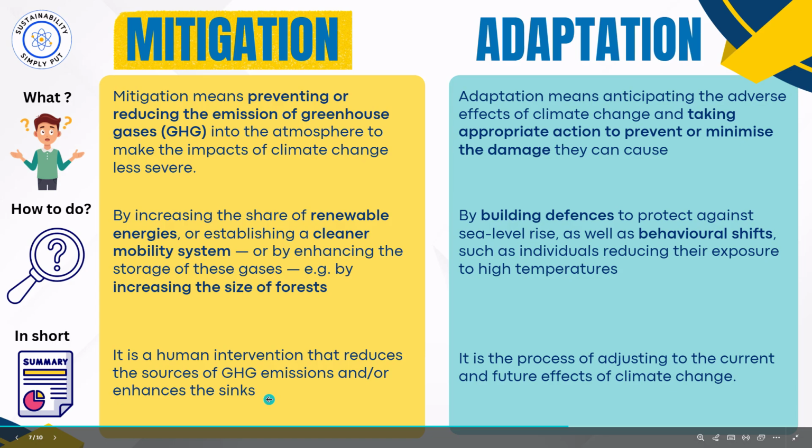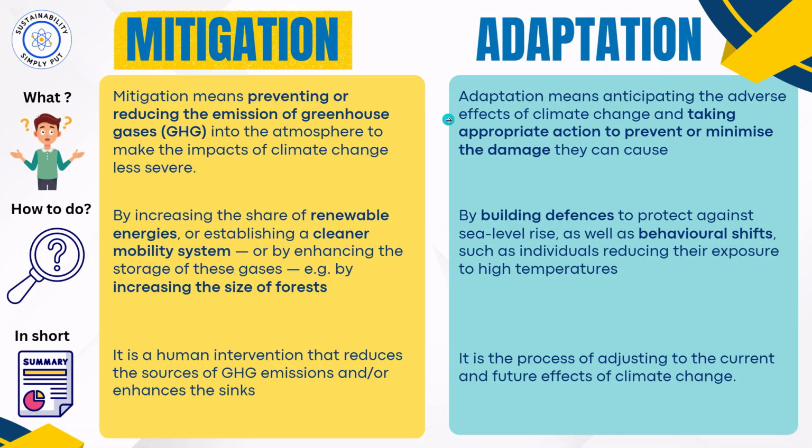Now, let's come back to adaptation. Now, mitigation was reducing the GHG. Adaptation means anticipating the adverse effect of climate change and taking appropriate action to prevent or minimize the damage they can cause. Now, mitigation is reducing it at the source, but we are at a stage where mitigating all these adverse impacts is not possible. And there would be some adverse effect of climate change that we are seeing.